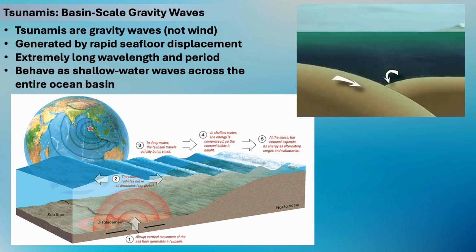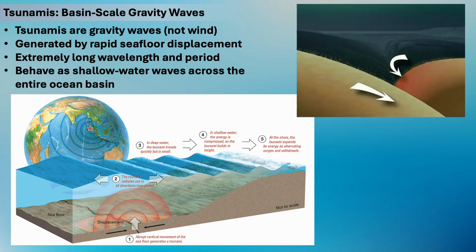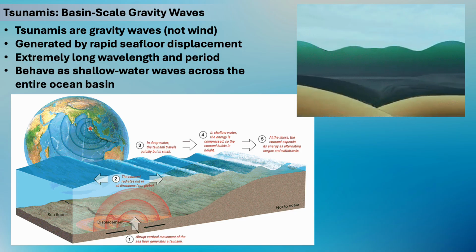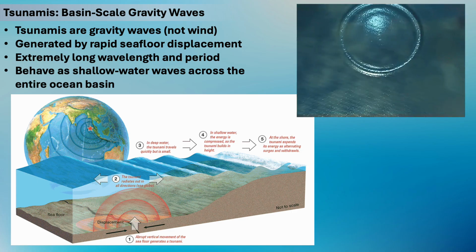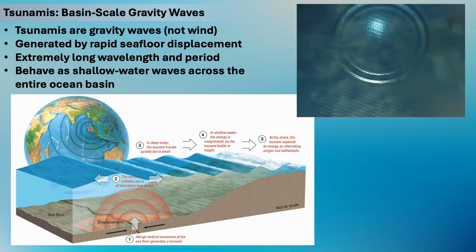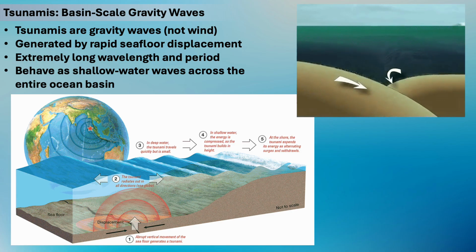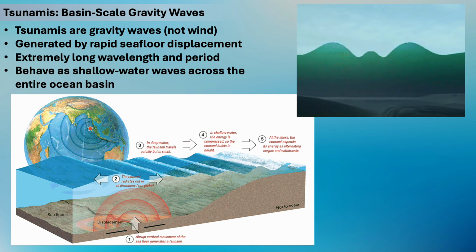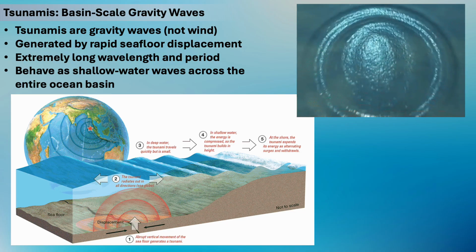The behavior of tsunamis changes dramatically as they approach shallow coastal waters. As depth decreases, wave speed slows, wavelength shortens, and wave height increases. Exactly the shoaling process we discussed earlier. The tsunami does not gain energy near shore. Instead, the same energy is compressed into a smaller spatial region, leading to dramatic increases in wave height and force.